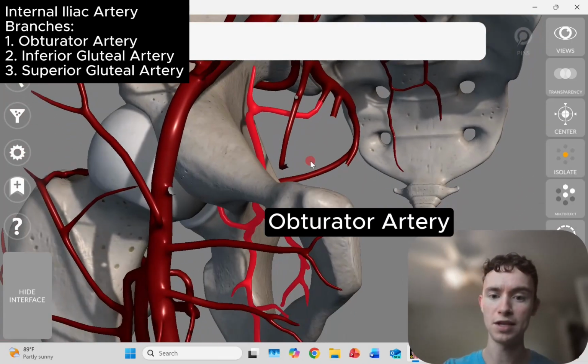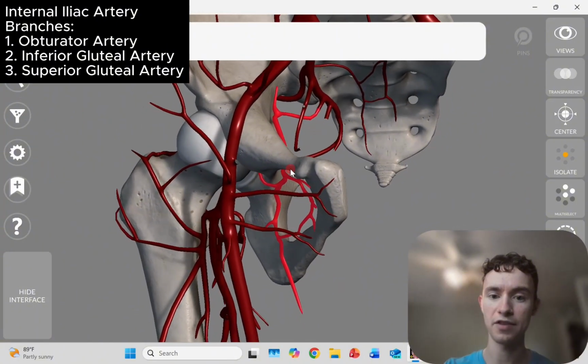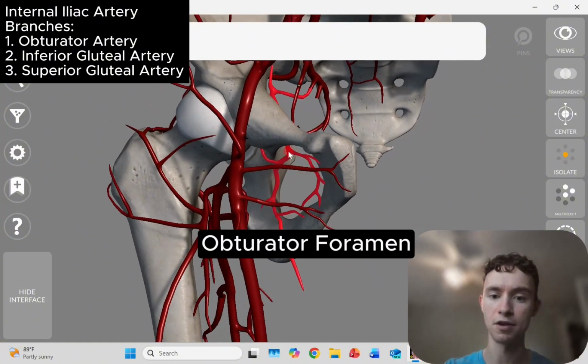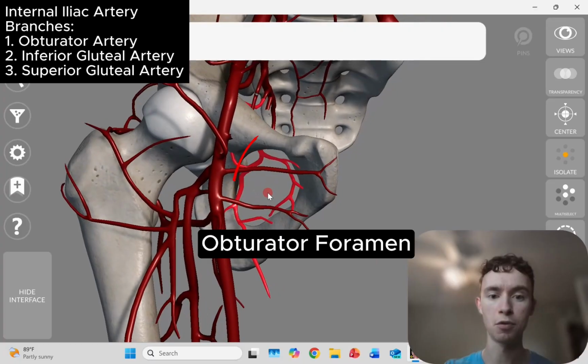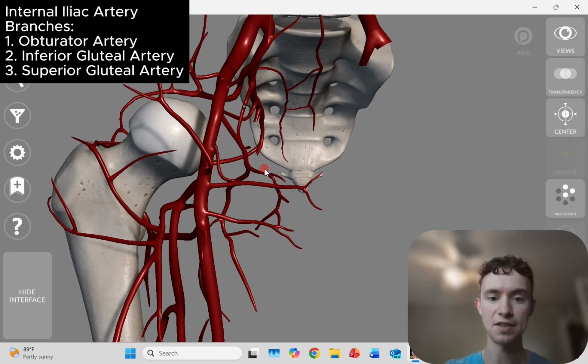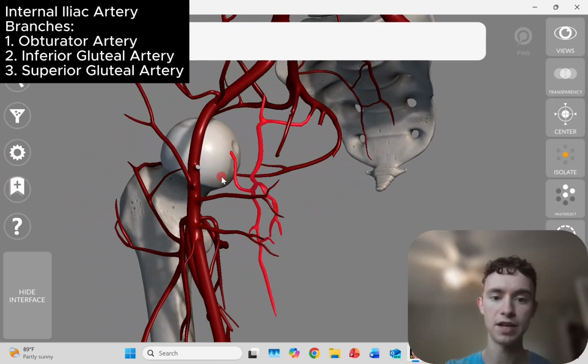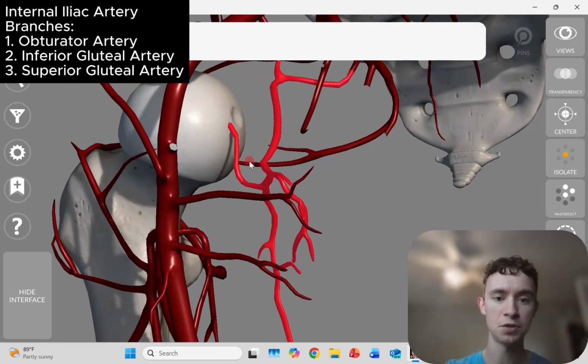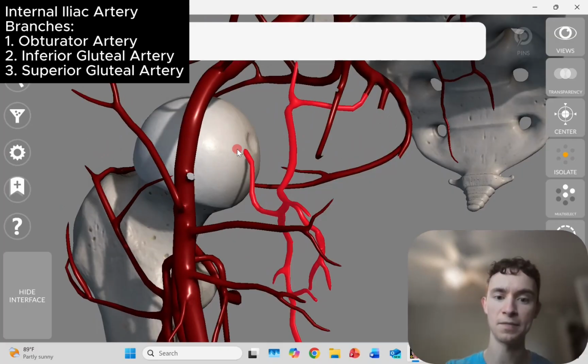As it is appropriately named, as you can see how this branches off and then courses down into the obturator foramen right here. A super important clinical tidbit about this one, I'm going to hide the pelvis here. The obturator artery sends a branch, as you can see right here, to supply blood to the head of the femur. This artery right here is a branch of the obturator artery.